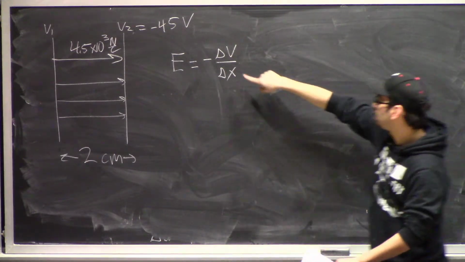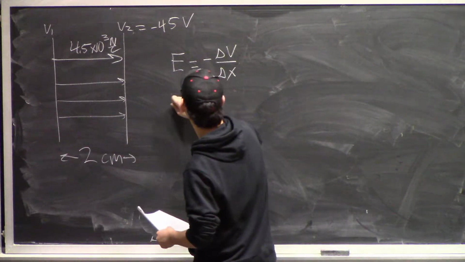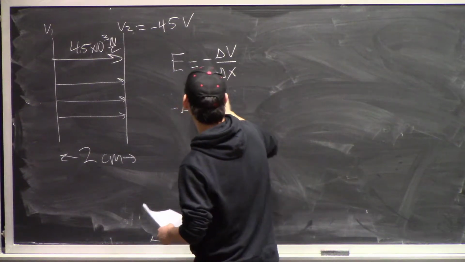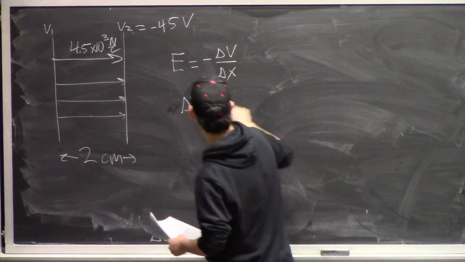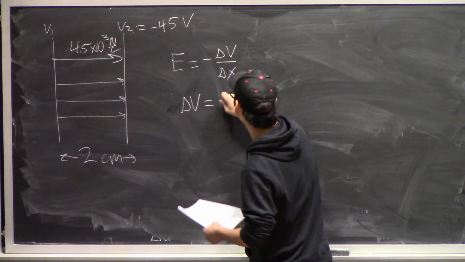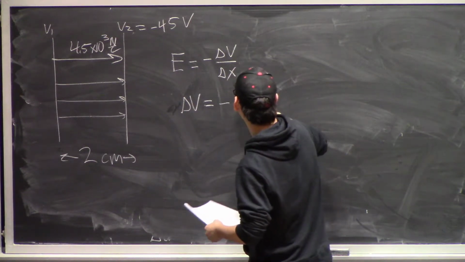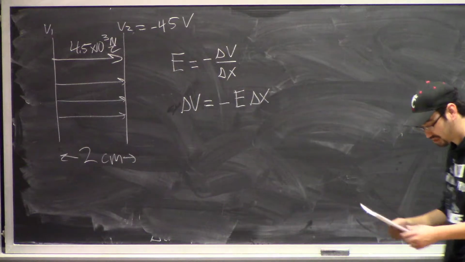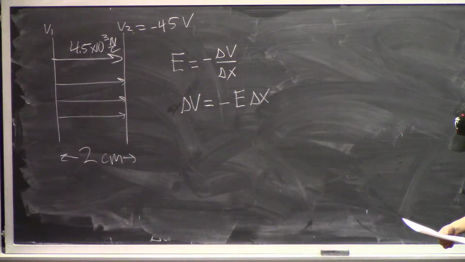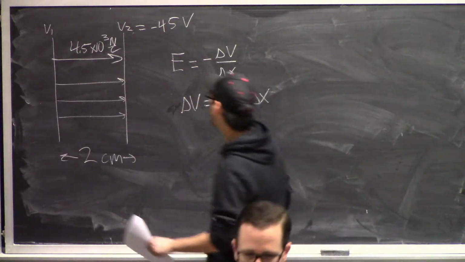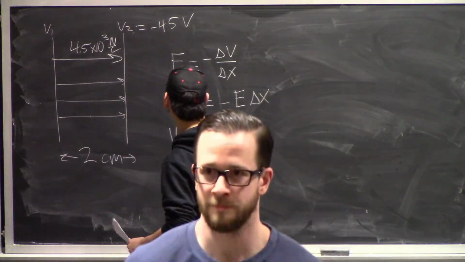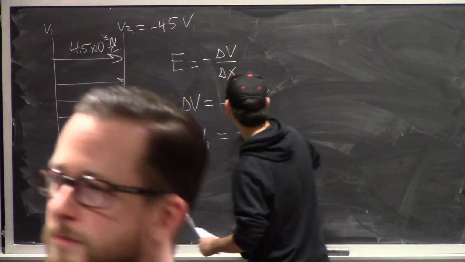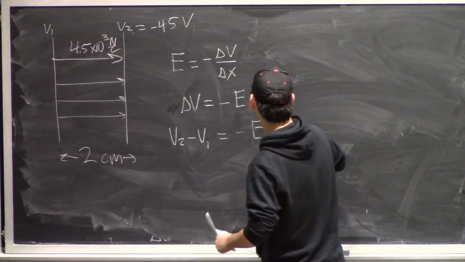And then we can move this around, so we have negative delta V is equal to, let's actually bring the negative sign to the other side. So this is delta V is equal to negative E times delta X. So then we can expand this delta V, so this becomes V2 minus V1 is equal to negative E times delta X.